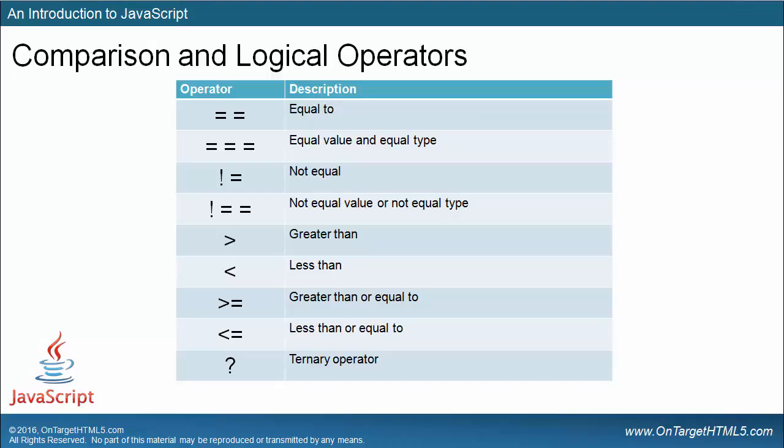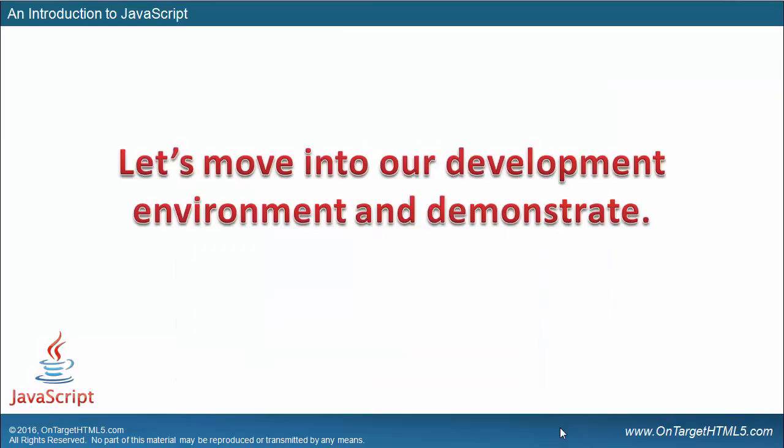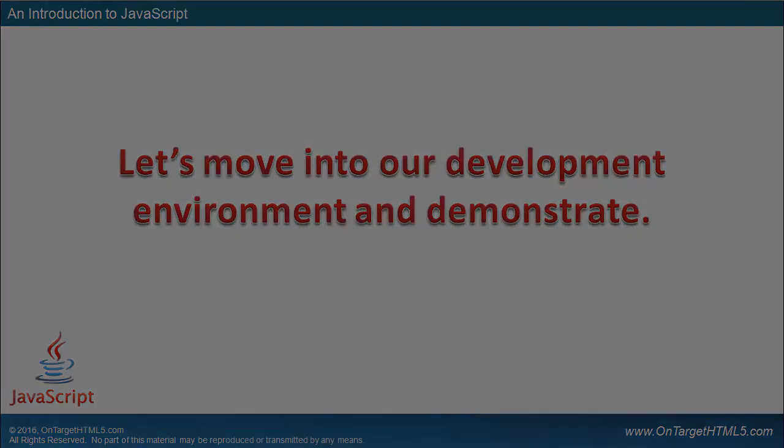The exclamation point with a double equal is not equal value or not equal type. And then we have the greater than, the less than sign, the greater than or equal to, the less than or equal to, plus the ternary operator. And we're going to demonstrate all of these inside our lab so you can see how they work inside of JavaScript. So let's move into our development environment and demonstrate those operators inside of JavaScript.